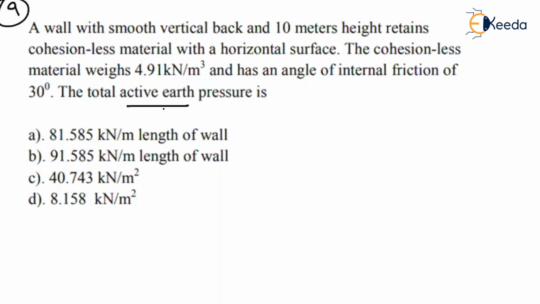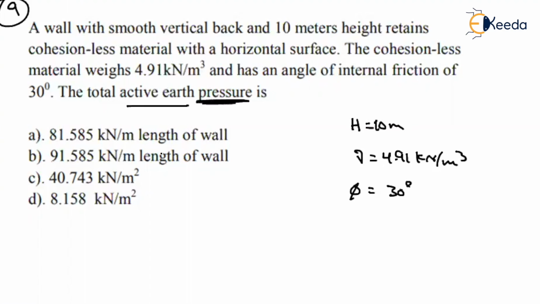Again, they asked, what do you think? Direct question or not? Yes. Height of the vertical, how much is given? 10 meter. Okay. Gamma is given as how much? 4.91 kilonewton per meter cube. Angle of friction is given how much? 30 degrees. They're asking the pressure.